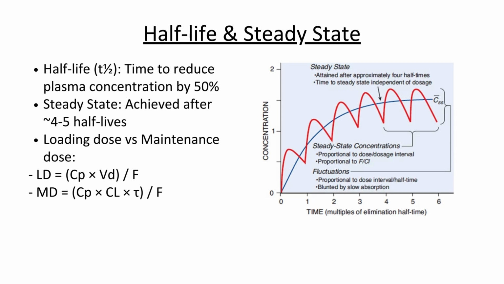Half-life, T1/2, depends on VD and clearance, calculated as T1/2 equals 0.693 times VD divided by CL. It guides dosing intervals and time to steady state. Steady state is reached when drug intake equals elimination, typically in 4 to 5 half-lives. Important formulas: loading dose equals target concentration times VD divided by F. Maintenance dose equals target concentration times CL times dosing interval divided by F. These help achieve and sustain therapeutic levels, especially in long-term therapy.